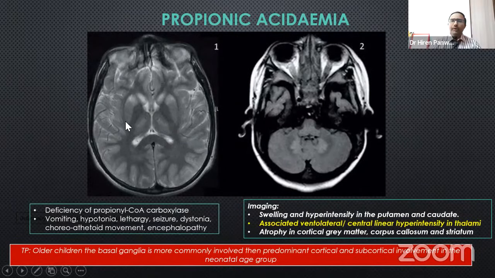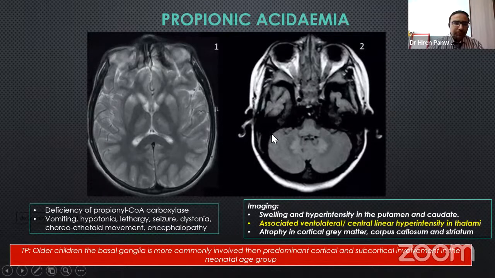This is not in all cases, but in this cohort, in this study, they have found that many patients had this kind of abnormality in the ventrolateral or central part. So if you don't see that, it doesn't exclude propionic acidemia, but if it is seen, then that will be a clue towards this condition. They can have dentate nucleus hyperintensity also, as you can see in this image.